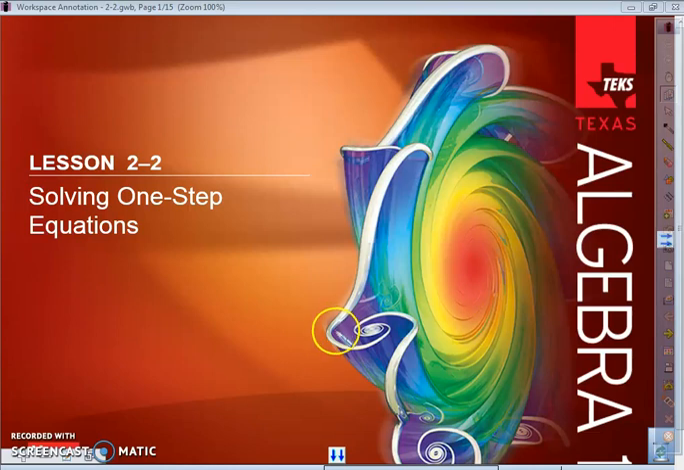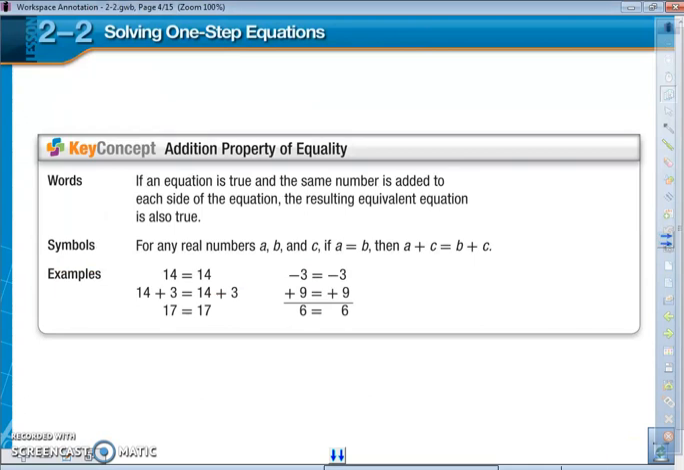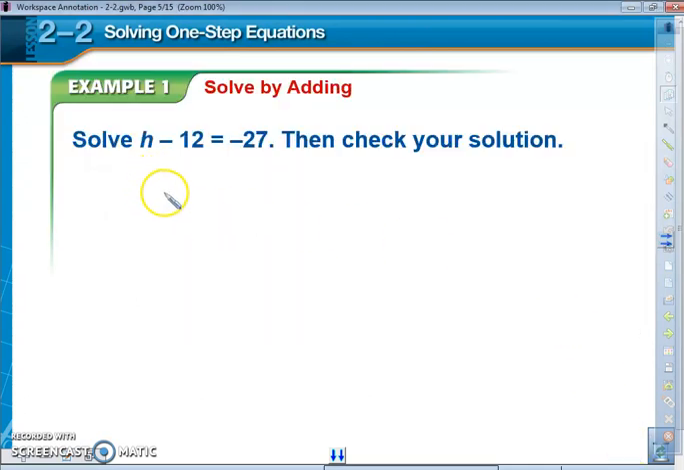All right, lesson 2-2, solving one-step equations. Here we go. Guys, here's the whole deal about solving one-step equations. If you do something to one side of the equation, you have to do it to the other. So right here, if I have h minus 12, I've got to do the opposite. I've got to add 12. I can do anything to an equation as long as I do it to both sides of the equation.